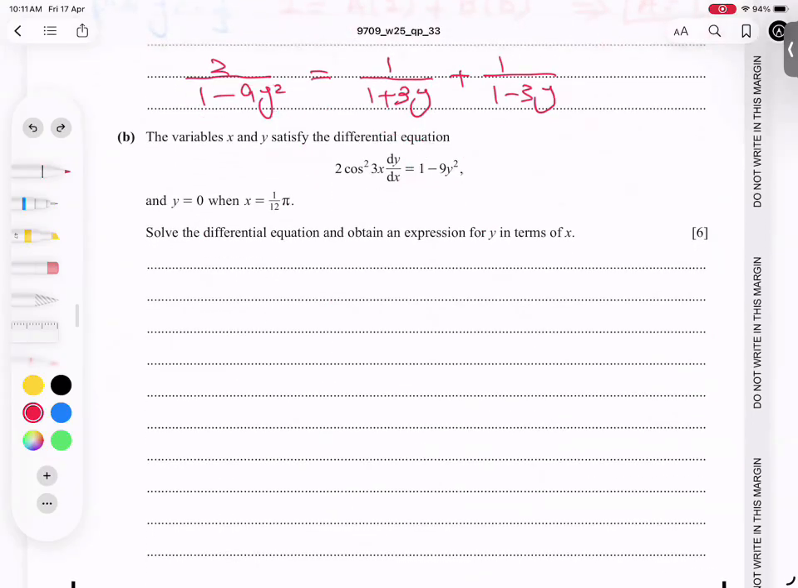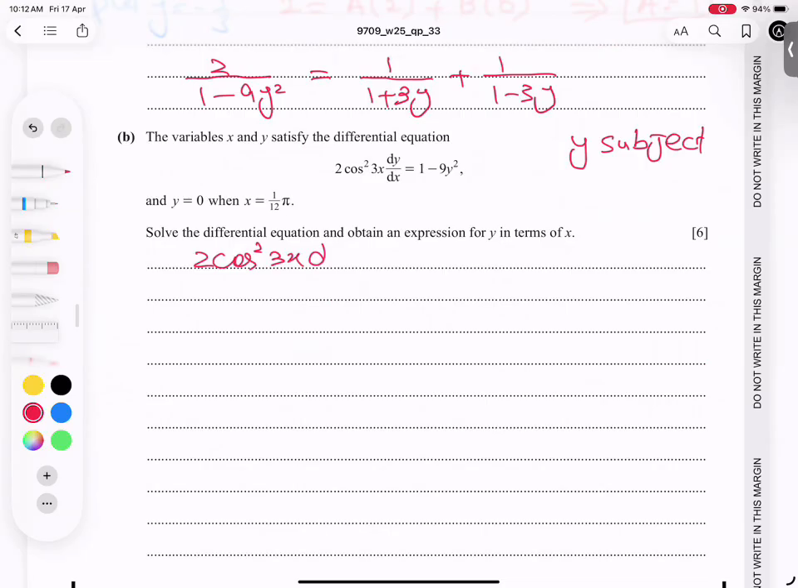But first of all, we have to do separation of variables. So the differential equation is given. What is the task here? Solve the differential equation, obtain y in terms of x. So my objective is to make y the subject. This is my plan, and I have to make all y's alone. So first of all, this dx is multiplied there. So 2 cos square 3x dy alone here, and 1 minus 9y square in the bracket and outside dx.